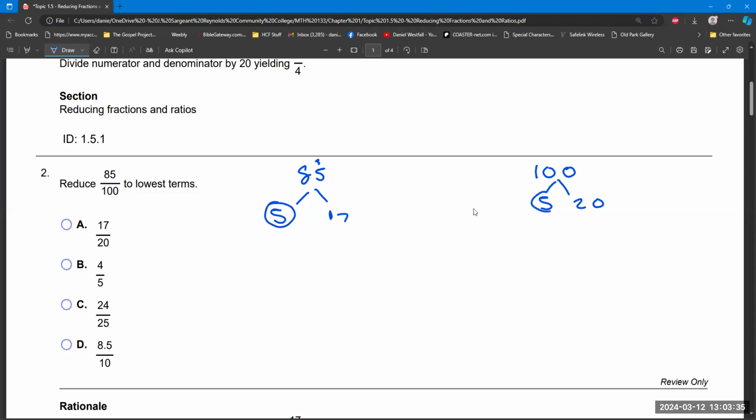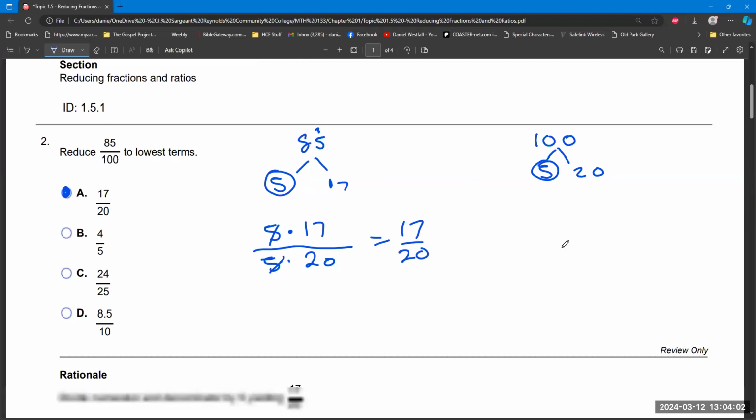So I can stop and say that both are going to be divisible by 5. This is going to be 5 times 17 over 5 times 20. And I'm going to get 17 over 20, and it's not going to break down anymore. I didn't have to go all the way to the prime factorization of 100 because I broke down 85 all the way and saw that 17 wasn't a factor of 100, so I could stop.